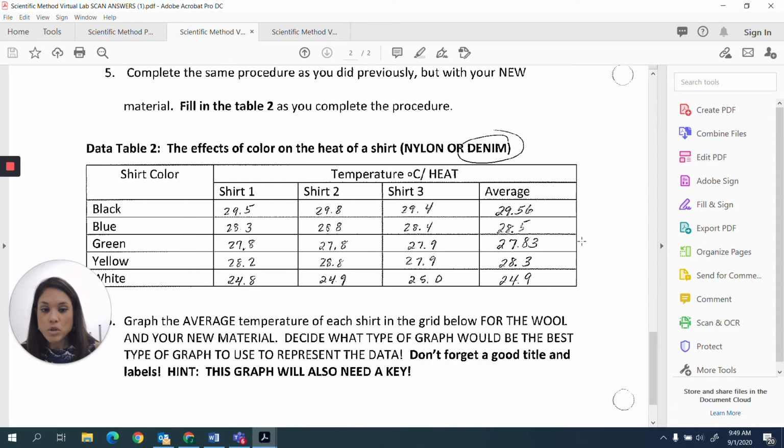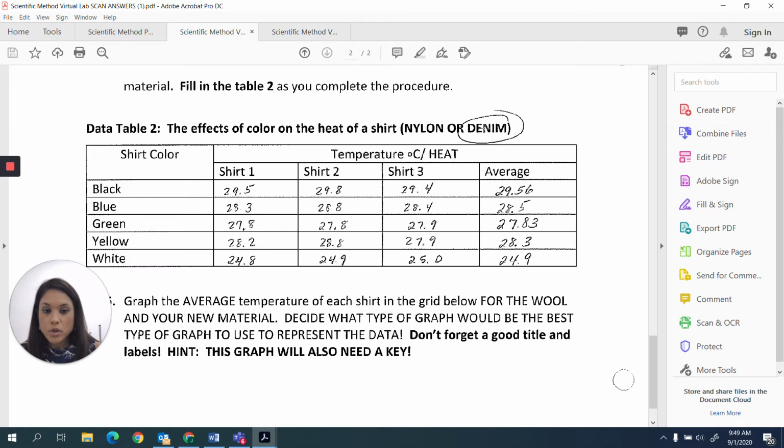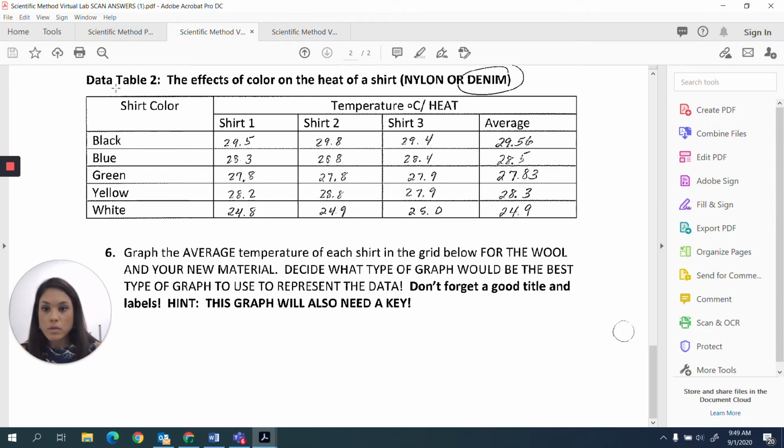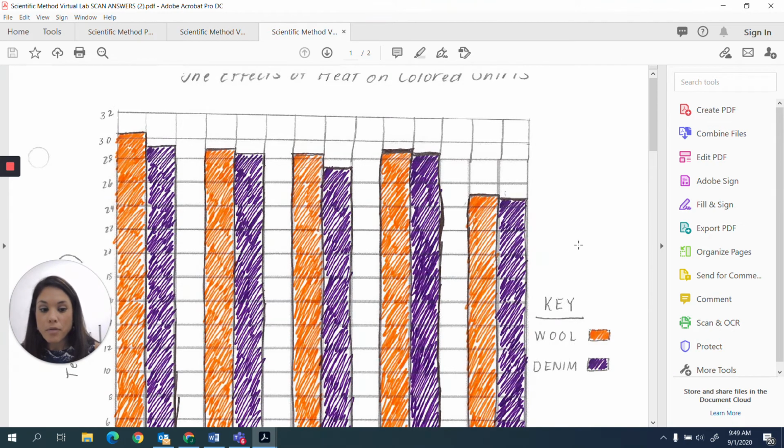So here's my table 2. I circled denim because that is what I did. I took all of my temperatures and put it in the table and then found my average. Okay, and it's really important that you have this filled out because you needed this information to do your graph. So let me pull up my graph.